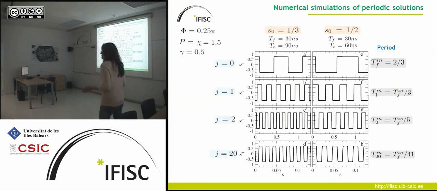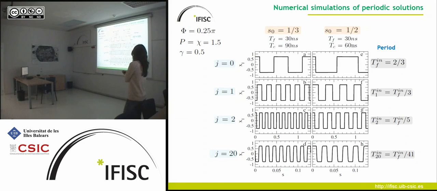This is an example of the coexistence of multiple solutions for the same value of the ratio between the delays. Here we have on the left panels in-phase solutions, and on the right panels out-of-phase solutions for the same values of the delays. And J is the order of the harmonic. We can see that with this system we can reach up to the 20th harmonic.